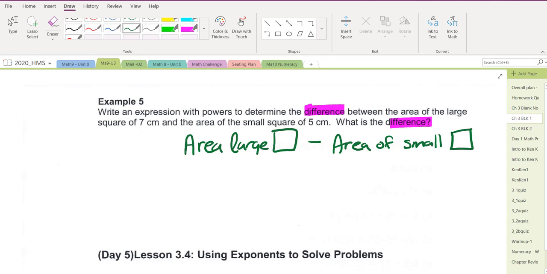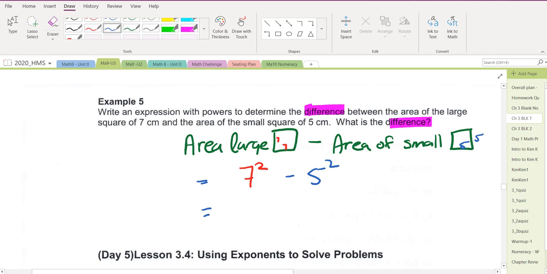How did you come up with 7 squared? If it's a square, then the 7 centimeters is the side length. So that would be squared for the area. And that's the same thing for the small square. So remember, the area of a square is just your length times your width, or your side squared. So 7 times 7, that'd be 7 squared. That's where that came from. And the other one, exact same reasoning. We have a 5 and a 5, so 5 squared. 7 squared minus 5 squared, right?